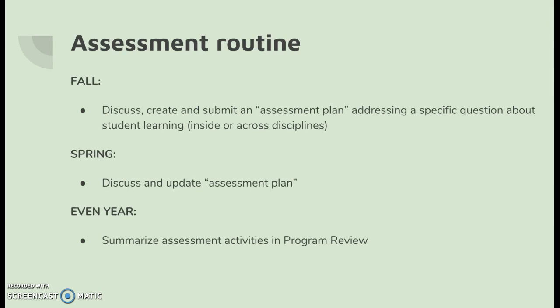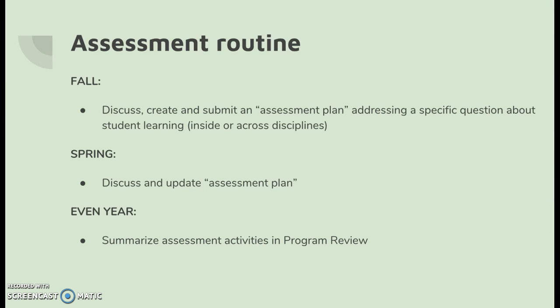annual trajectory. Every fall, faculty submit an assessment plan in which they identify some question about student learning and what they're going to do about it, and every spring they update it. Now you do it on a discipline and service basis. So the philosophy department, the nursing department, the dance department, they're going to submit a plan.